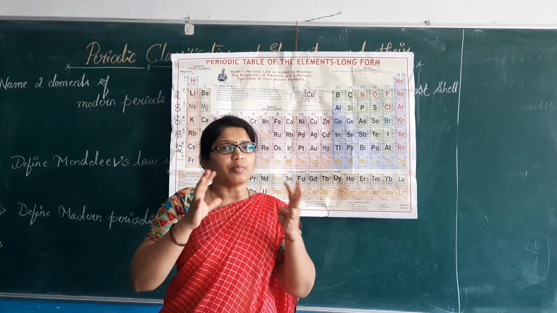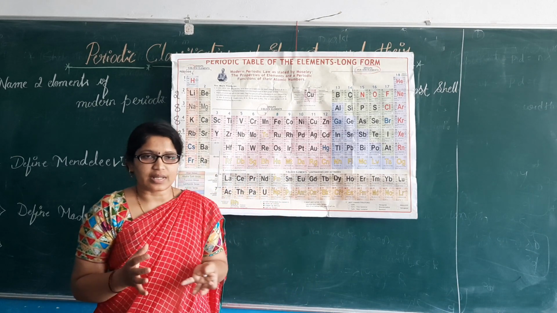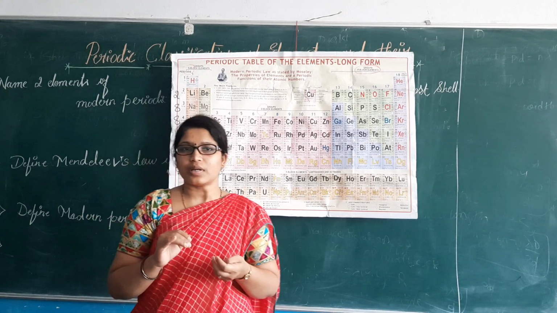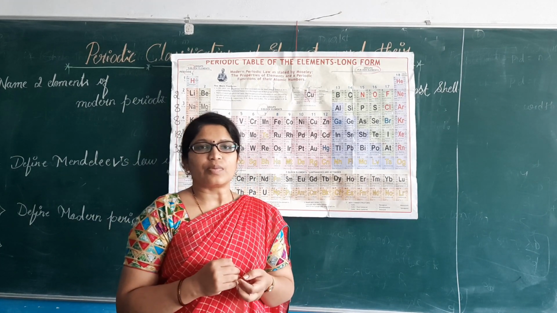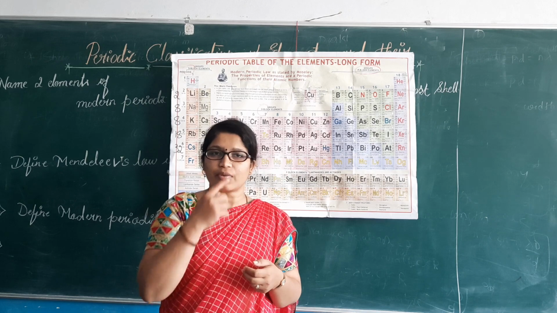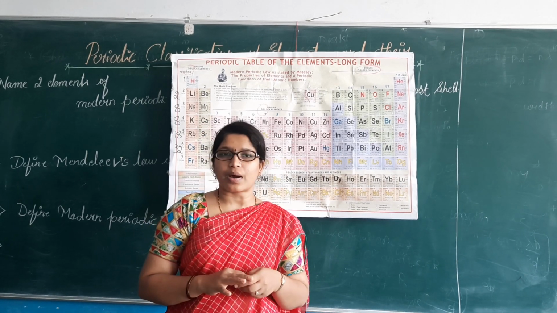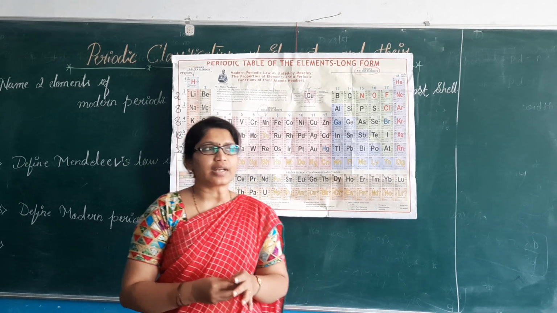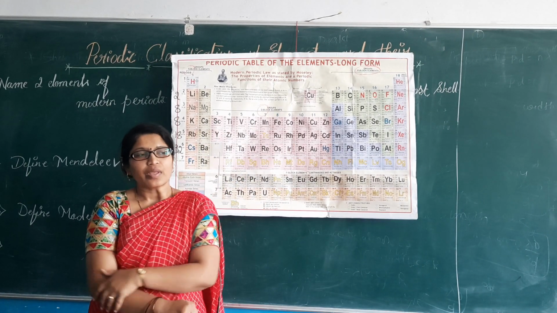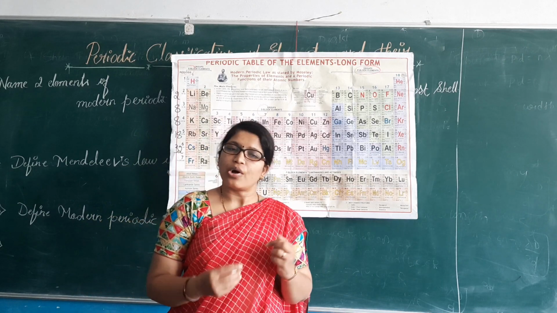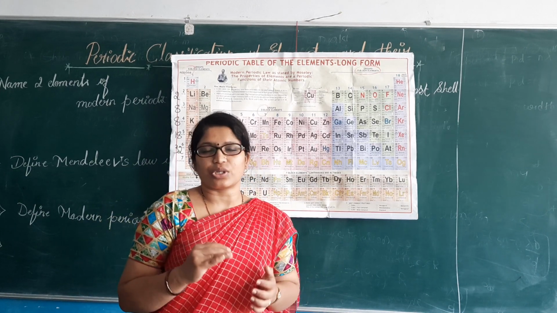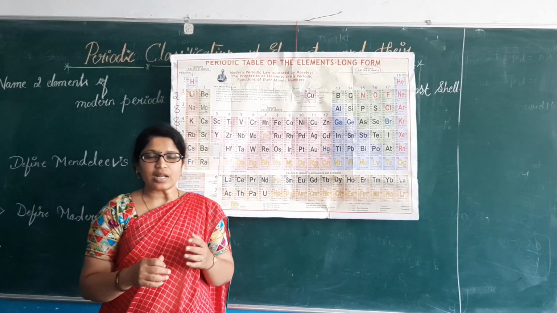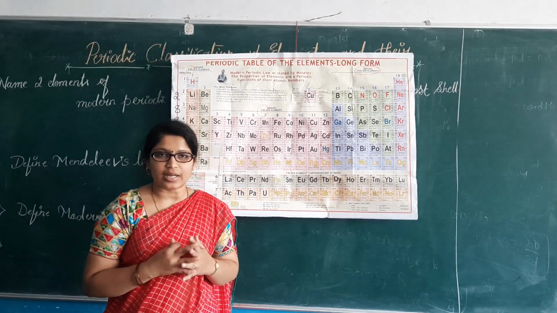Before we understand the blocks, how many blocks have been classified, we need to understand what the groups and periods are. Before understanding this part, we have done the introduction with Dobereiner's triads. We have discussed Mendeleev's periodic table. We have seen the definition. We have seen the modern periodic law. All those questions can also be asked in the examination. As we have done all those things in detail, I am now going through the periodic table.